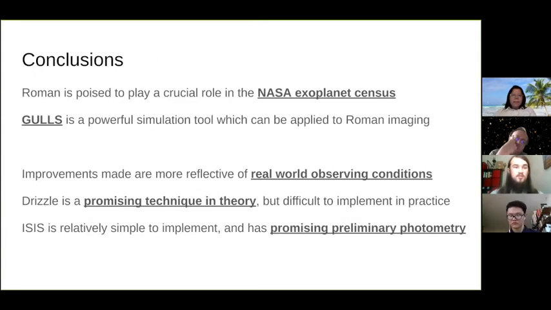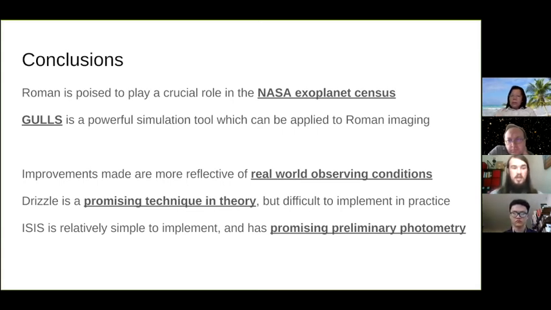So in conclusion, Roman is poised to play a very critical role in completing the NASA exoplanet census, and GOALS is an incredibly powerful tool which is going to help in the continued design and revision of the Roman mission. So in my project, I was able to implement a number of important features which allow GOALS to more accurately represent image capturing conditions of Roman in the microlensing survey. And I was also able to integrate it with different analytical packages.